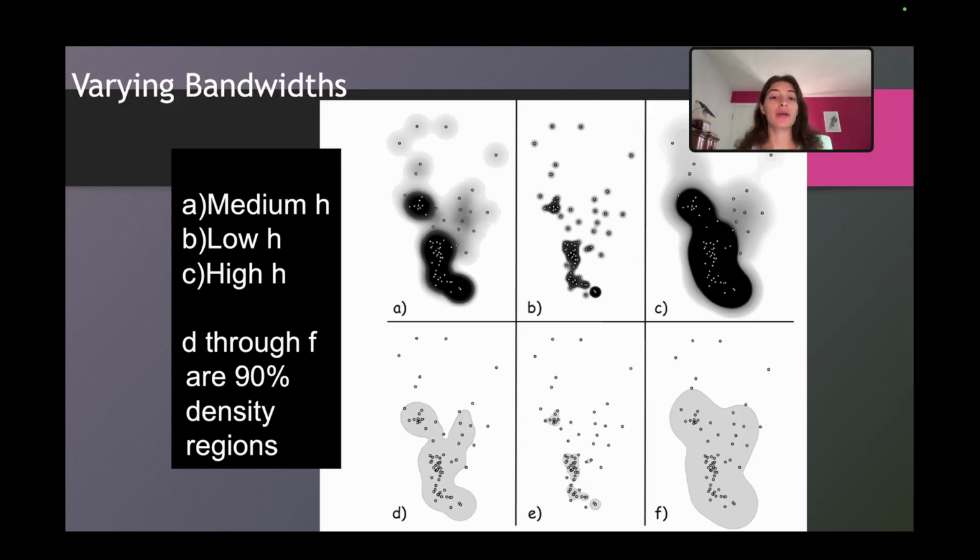So we have a medium H or a medium bandwidth, a low H, and a high H example here. D through F are 90% density regions, so those are on the bottom of this figure here. A, B, and C are variations of our bandwidths. So you can see here, just changing that H value has a really big impact on what we find basically interesting or what we cluster.